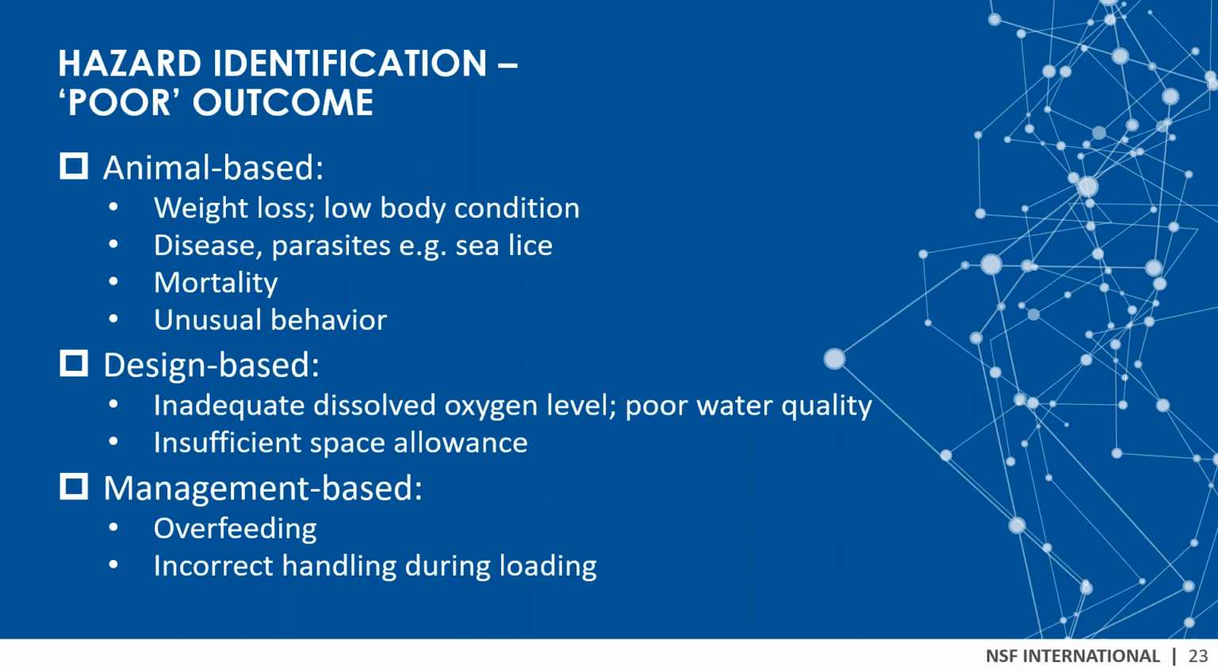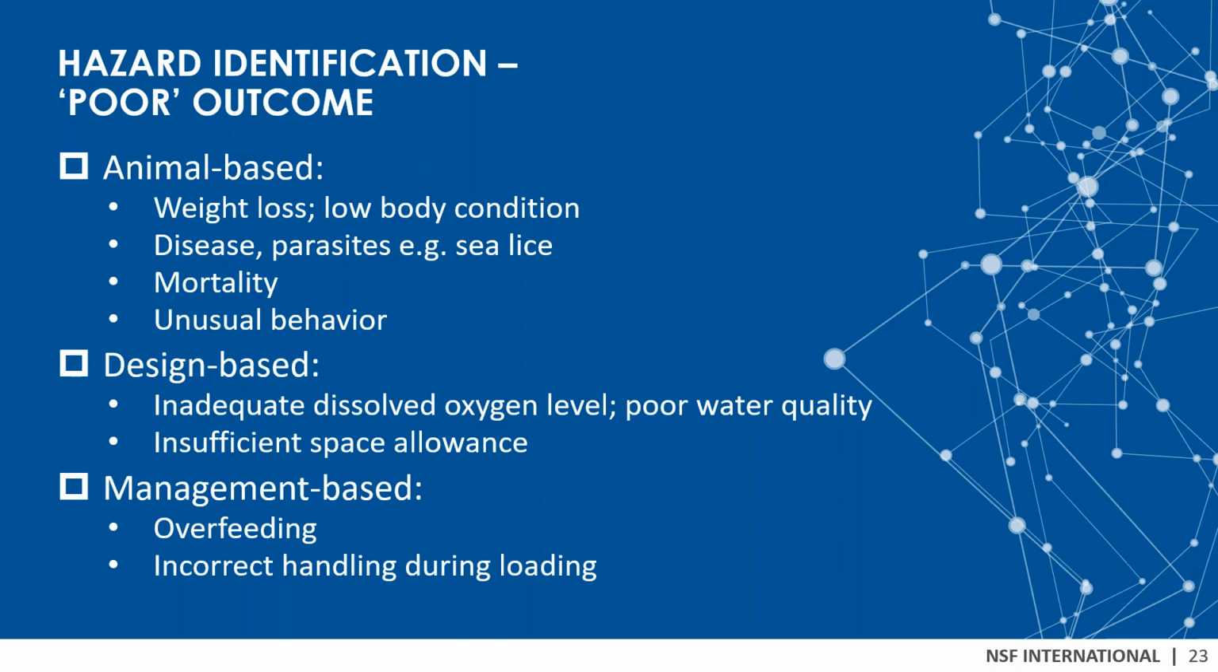For example, there's sea lice. You have high mortality, unusual behavior. So these are just examples of something that's going on with the animal that is a poor outcome that you want to avoid. Design-based are things like inadequate dissolved oxygen levels or poor water quality, or perhaps insufficient space allowance. And then management-based are how to avoid poor approaches or strategies when you're managing the animals. For example, overfeeding or incorrect handling during loading.